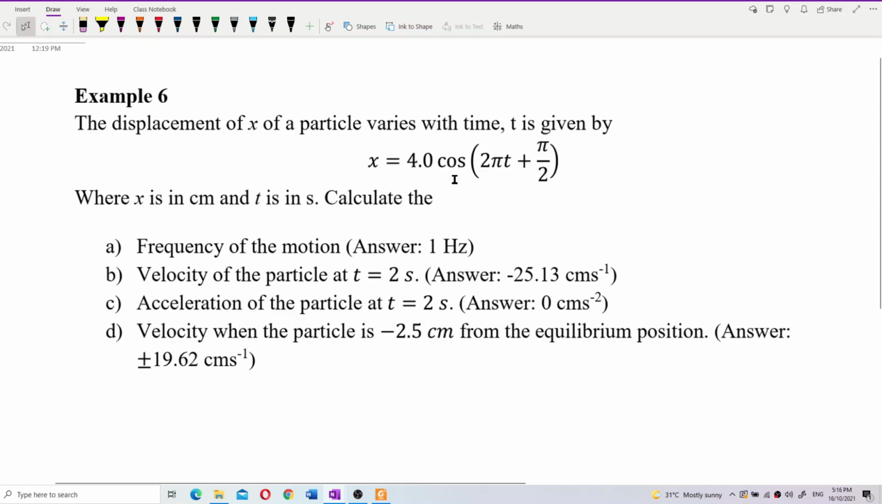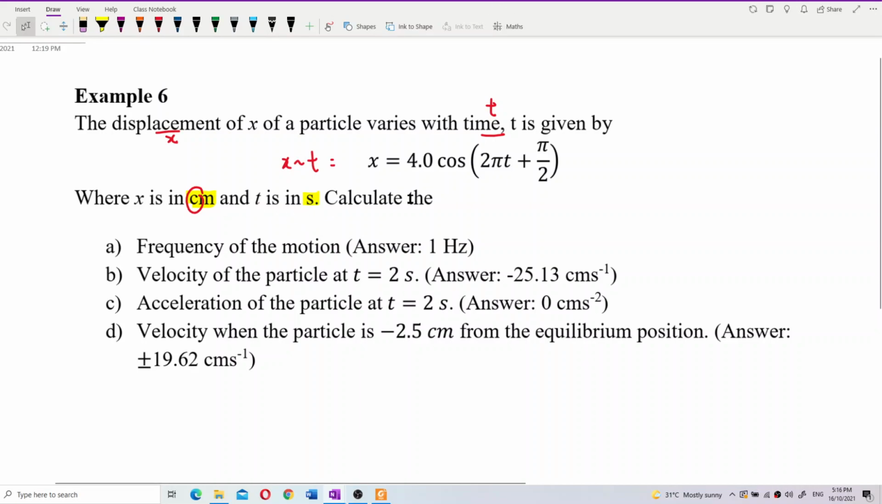Okay, so first of all, what is this equation? This is a displacement with time equation. We are given the displacement with time equation. One thing to note about the unit is centimeter and second. So be careful, it is centimeter, not meter. Be careful with the unit.